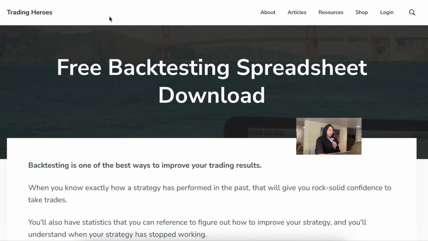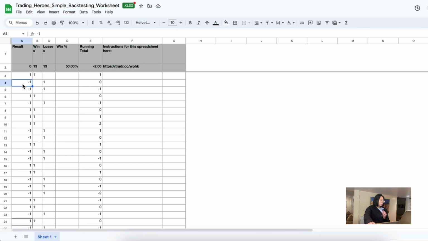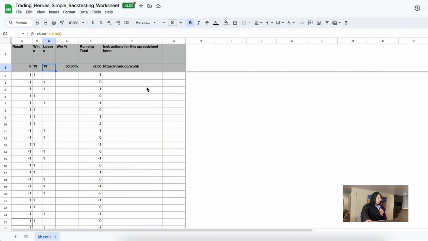And so what this looked like was this. And so pretty much for every win you got, you would put 1, and every loss you get, you would put -1. And so it would count the wins, the losses, and then the win rate. And so just based on how I backtested it, it came out to about a 50% win rate.